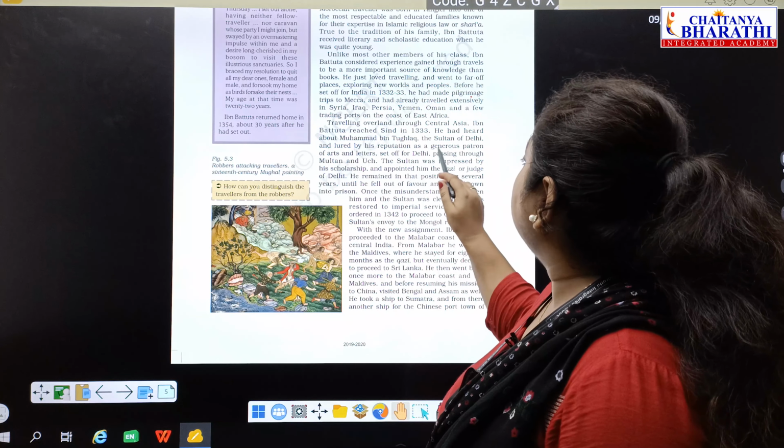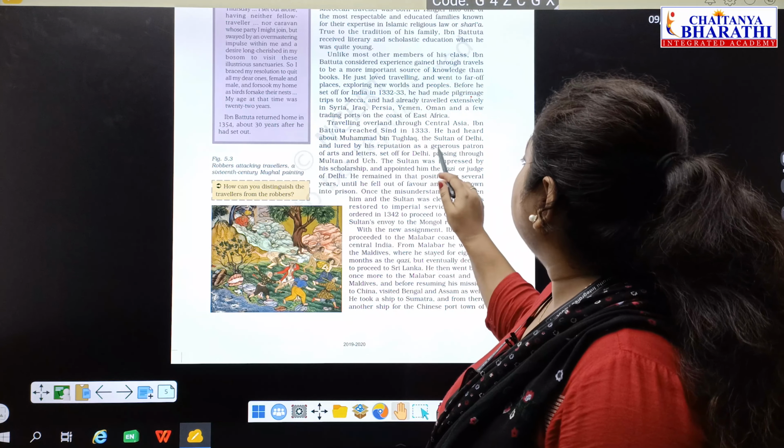If we see his account, for example, let me show you. Here we see that Ibn Battuta returned home in 1354, about 30 years after he set out. That means his journey lasted about 30 years.